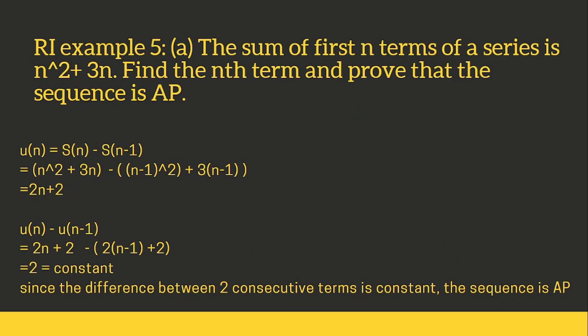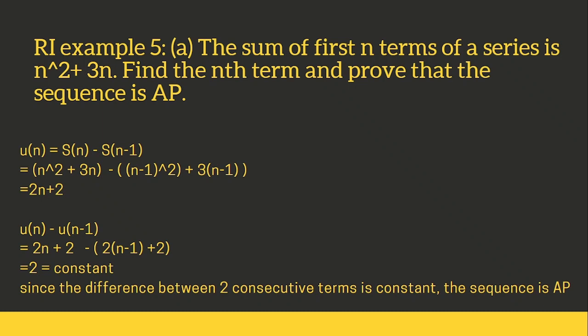So for this example, the sum of the first n terms of a series is n squared plus 3n. So find the nth term and prove that the sequence is an AP. First rule, we're just going to take the sum of n terms minus the sum of all the terms before, excluding that last nth term. So it will be n squared plus 3n minus the same thing, but you replace n with n minus 1. To simplify, you get 2n plus 2.